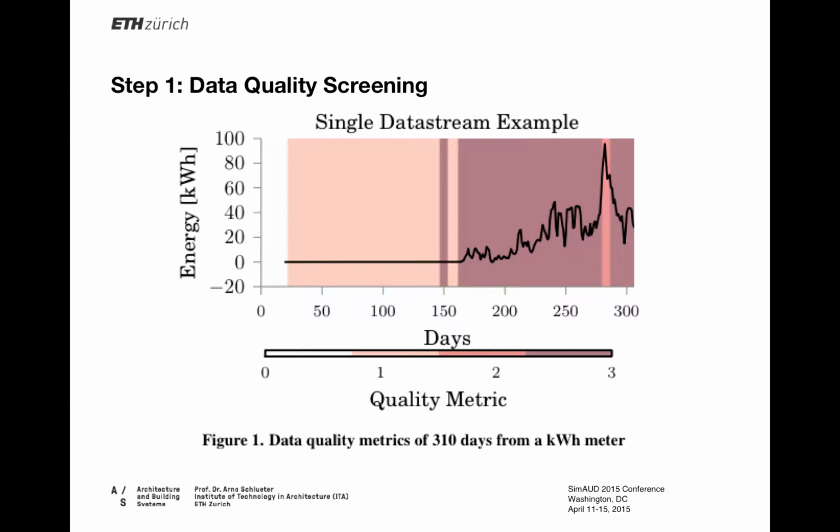So what that does, when you look at a single data stream example, in this example, the first 10 days are blank data. No data is being stored. Data quality metric 0. Then the data is flatlined for a while. Don't know why. We just know that it's not changing. And is that meaningful? Probably not. It's not very often that you would have a load which is just flatlined like that.